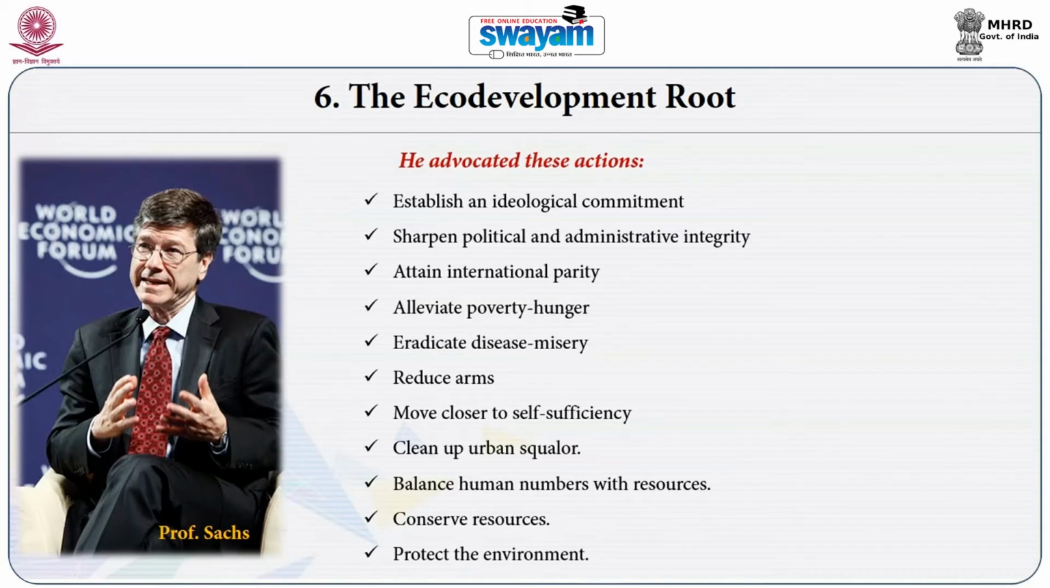This particular paper that he wrote, he advocated a set of actions. Now, the actions were to establish an ideological commitment to doing better, to more ecologically sustainable ways of life, sharpening political and administrative integrity, looking at international parity, dealing with poverty and hunger, talking of disease mitigation, reducing arms, moving closer to self-sustainability, cleaning up urban squalors, balance human numbers with resource, conserve resources, and finally, he says, protect the environment. It shows you how wide his idea was. The idea was to bring in the value systems, the ideas of tackling hunger, poverty, within the entire concept or the discussion of ecological management.